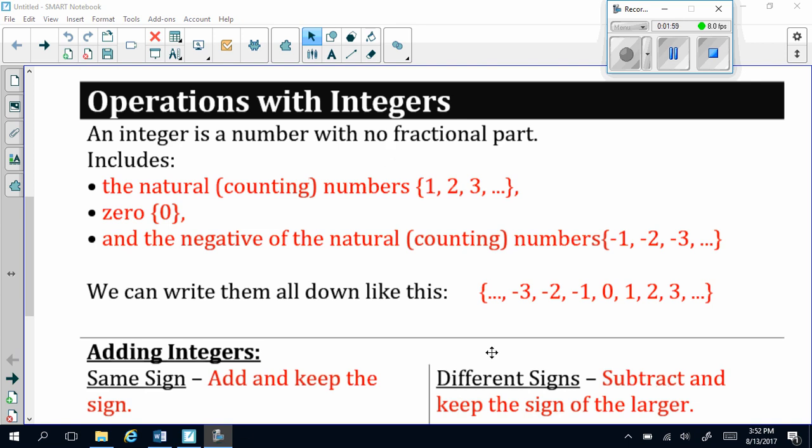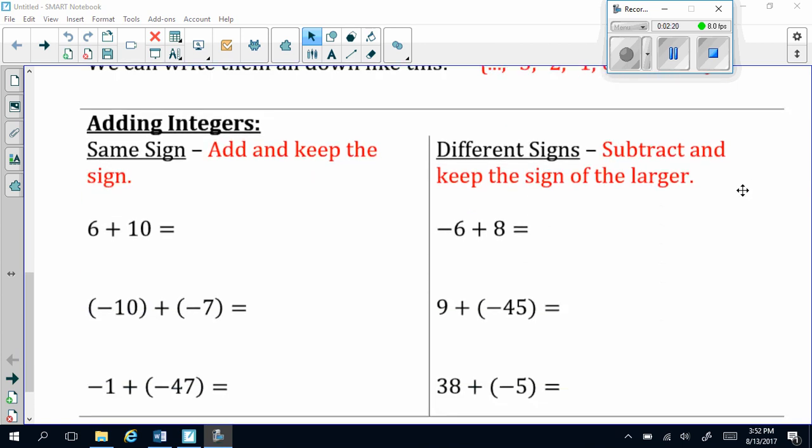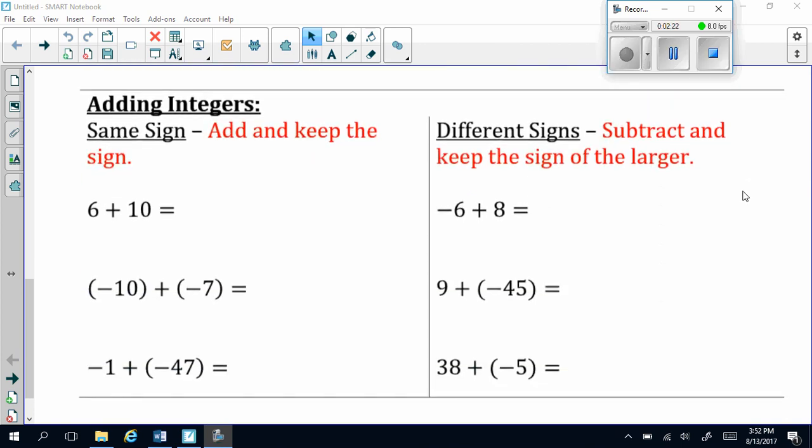Typically, the way that we write it is like this: dot, dot, dot, -3, -2, -1, 0, 1, 2, 3, dot, dot, dot, inside curly brackets. The squiggly brackets on the ends just mean it's a set of numbers, a collection of numbers. We're going to talk about adding integers in this video. That's the only operation we're going to do, and it's actually the operation that most people have trouble with.